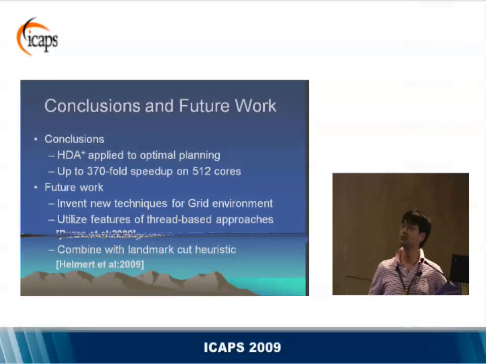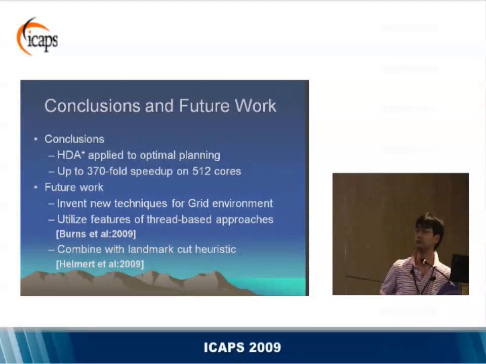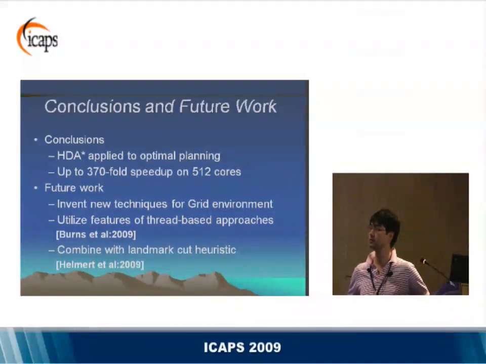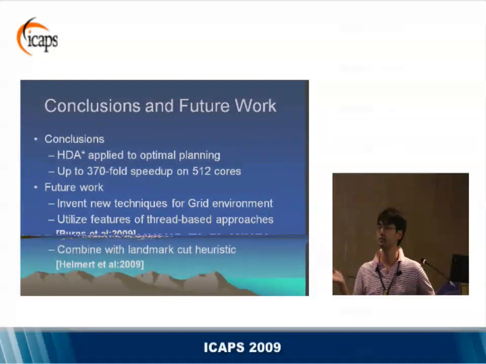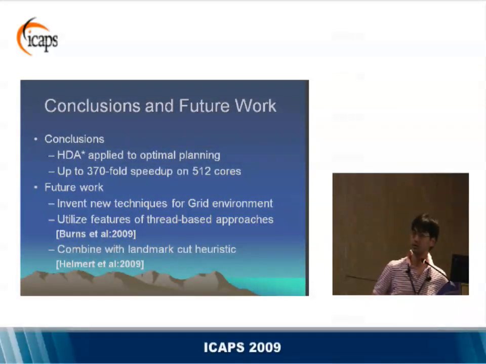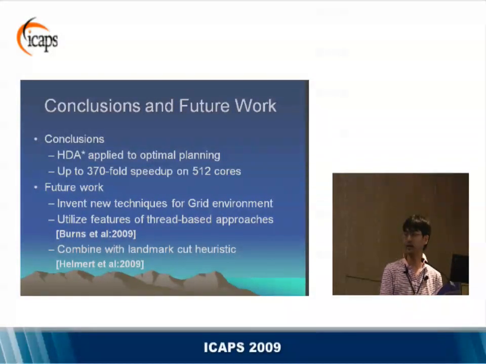My conclusion is that HDA* is applied to optimal planning and achieves about 374 speedup. There are 3 things that I want to do. I want to invent a new technique that is suitable for grid environments. And because I haven't used any feature for the thread-based approaches, I want to use threads, and I want to combine with the latest state-of-the-art heuristic, which is called the landmark-cut heuristic. Thank you very much.